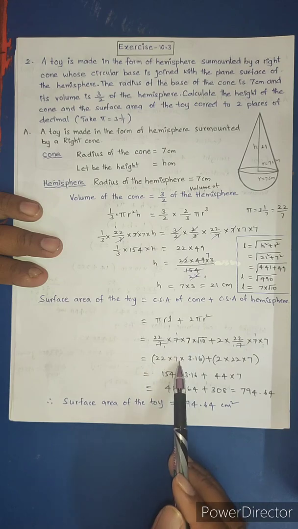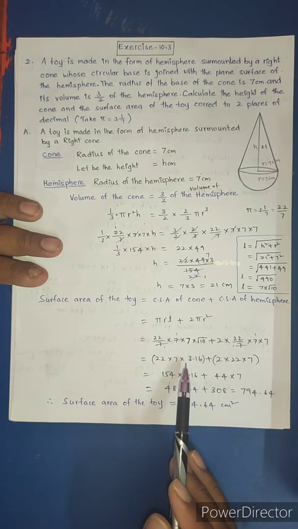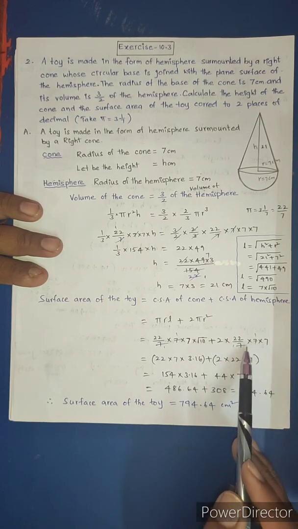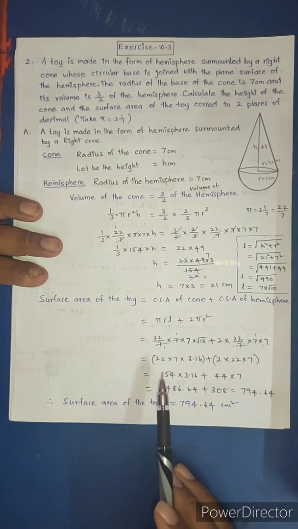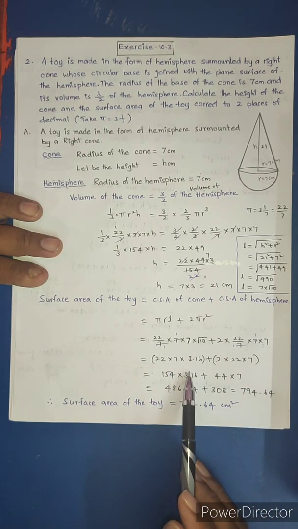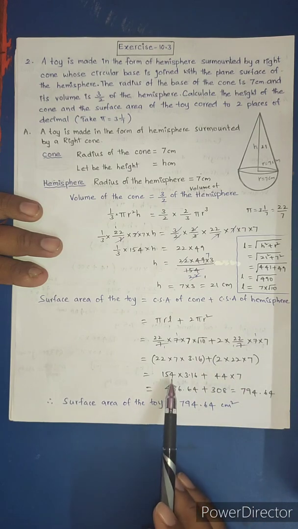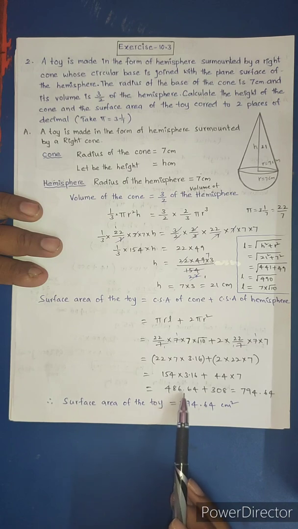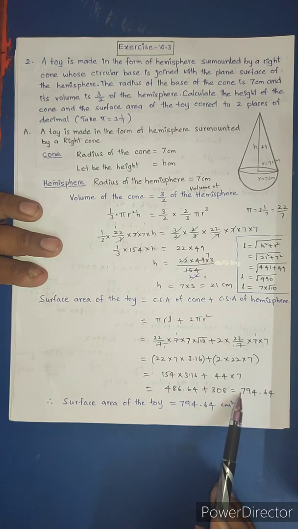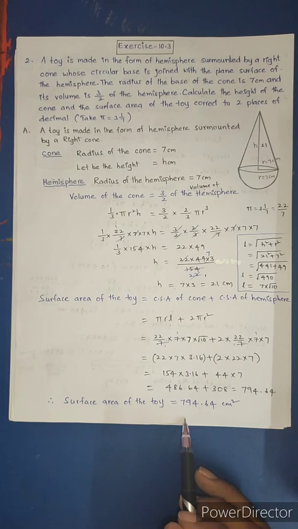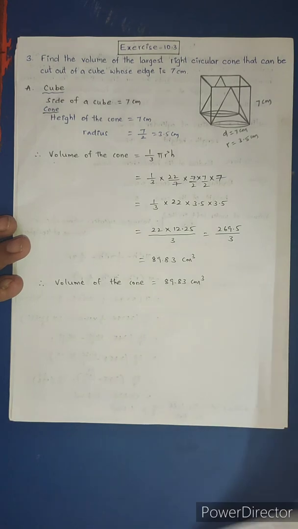Remaining 22 into 7. Root 10 value approximately 3.16 plus 2 into, here 7 7 get cancelled, 22 into 7. Now 22 7s are 154 into 3.16 plus 22 2s are 44 into 7. The product of these two numbers 486.64 plus product of these two numbers 308. The sum of these two numbers is 794.64. Surface area of this given toy is equal to 794.64 centimeter square. Second problem completed.